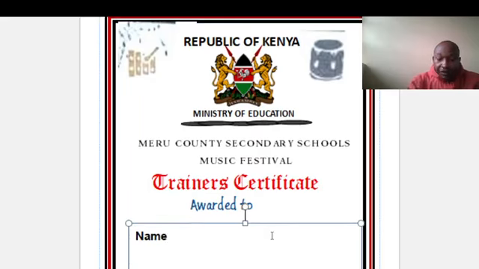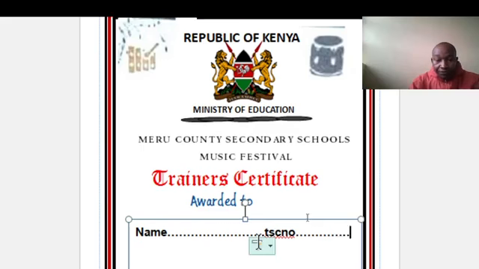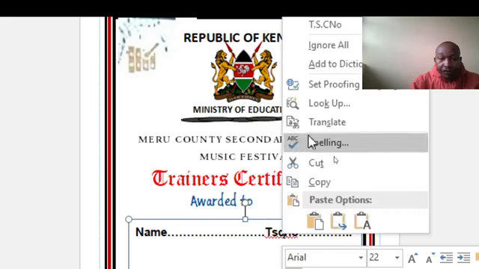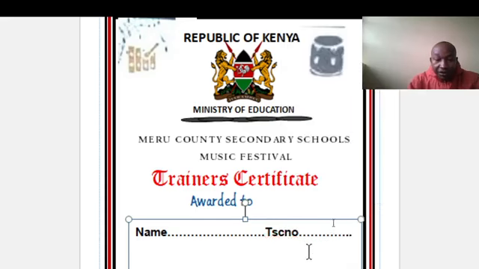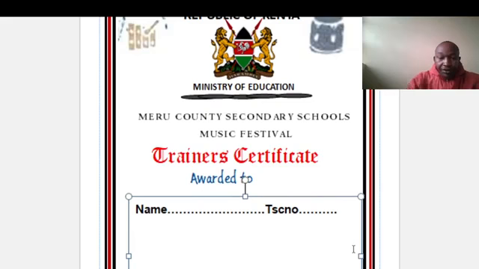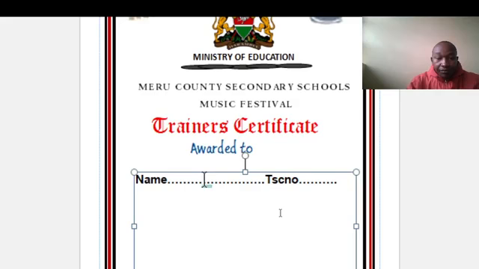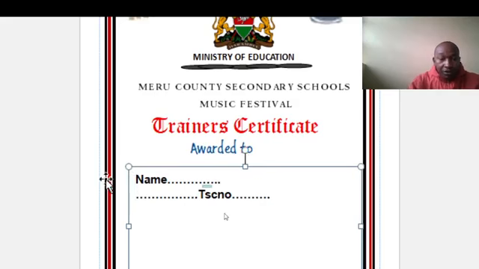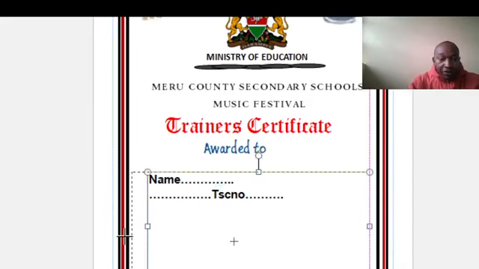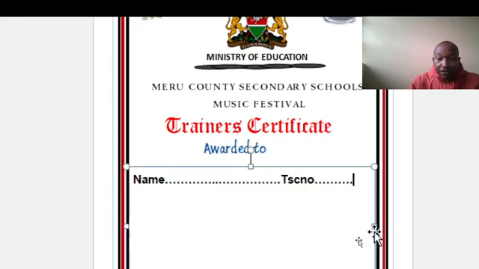Therefore you have name, then TSC number, that way. This one should be bigger. You can just add this to the dictionary to avoid those red underlines. Therefore name, then we have, you can make this one closer to that. Then we have of.